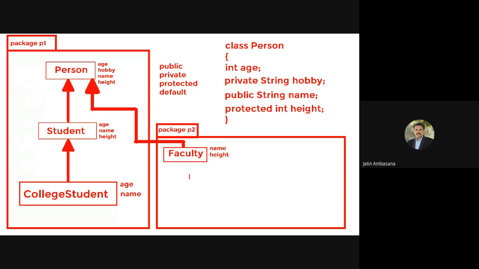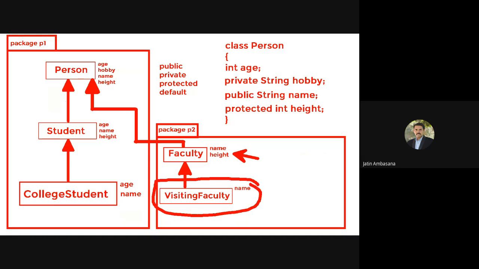Understand? So now if we have, let's say, a class like visiting faculty. What properties would this have? Tell me. This would have obviously the name property that faculty is having, and this height will not be there, because this is not a direct subclass of this person class. So it cannot access that protected property. It's as simple as that.